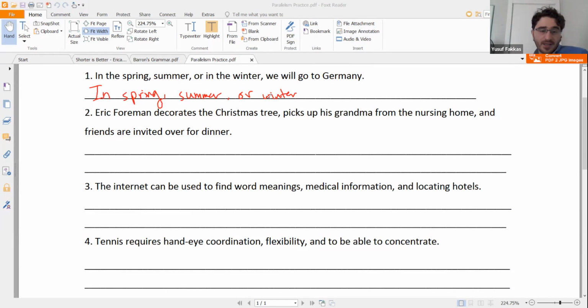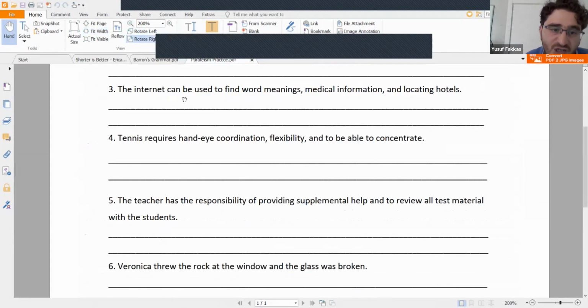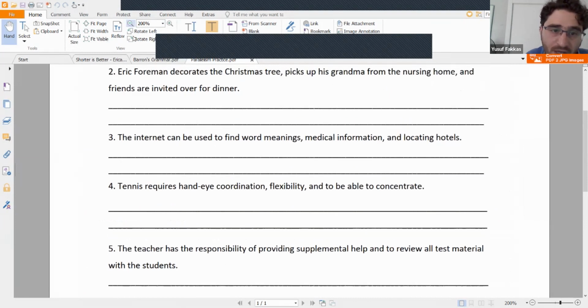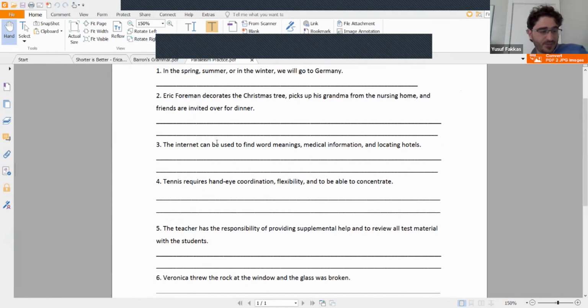Okay? So now I'm gonna give you some time, guys, to do the other ones. We have from number 2 to number 6. We're gonna look at each sentence. We're gonna try to find out what's wrong when we talk about parallel structure, and then we are going to fix it. Okay?